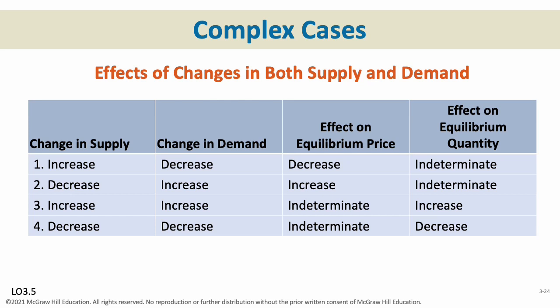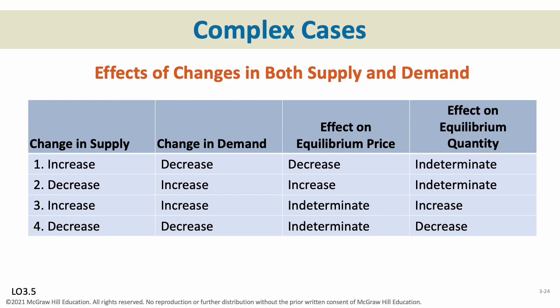If both supply and demand increase, we're certainly going to get greater quantity, but we don't know what's going to happen to price. It would depend on, did supply go up more or did demand go up more? And the same thing happens in choice 4 here. If supply and demand both decrease, we'll have less quantity by rule, but we're not sure what's going to happen with price.